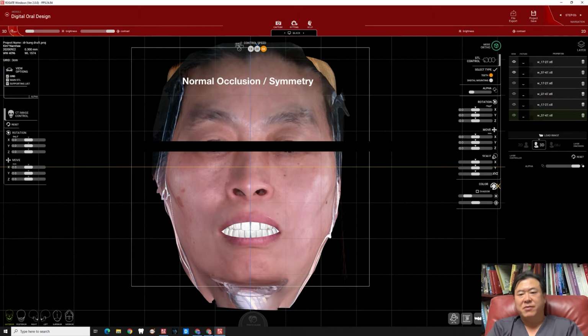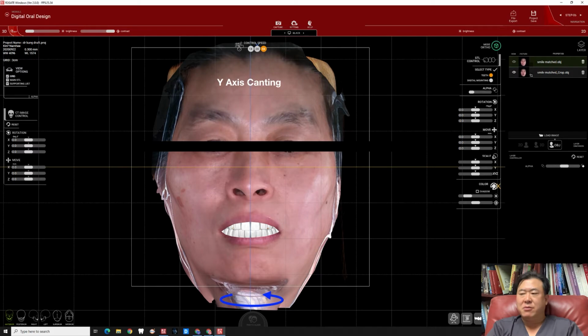Here the patient's face is reoriented and it is aligned with the proper midline and horizontal plane. And the wax-up was done accordingly. So it has normal occlusion and symmetry. When Z-axis canting happens, the whole wax-up is rotated in Z-axis and it shows canting like this. And it is very easily noticeable because the difference is very prominent here.